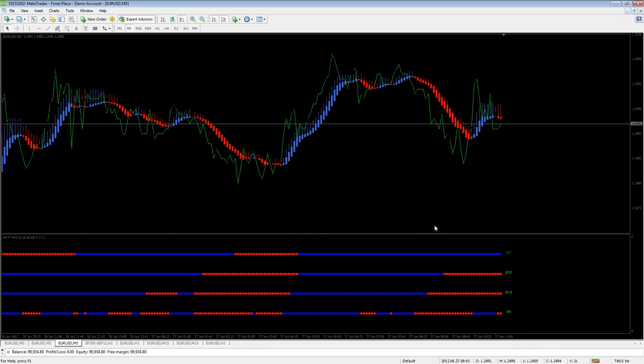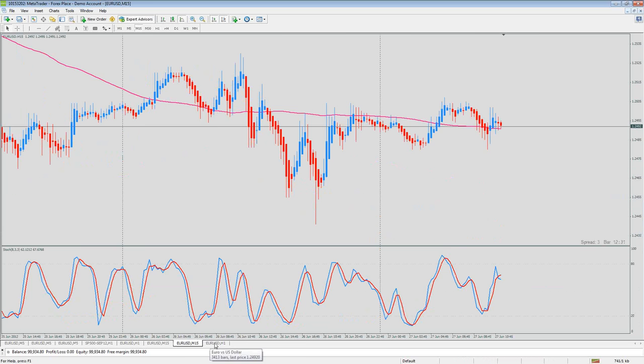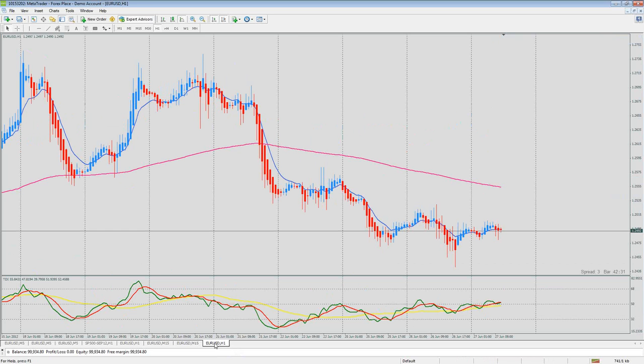Okay, so let's discuss a little bit our trading strategy for today. I remind you, yesterday we saw this trading strategy, which used Heikin Ashi candles with two exponential moving averages, 10 and 200. We spoke about the importance of the 200 EMA, and we added the TDI.